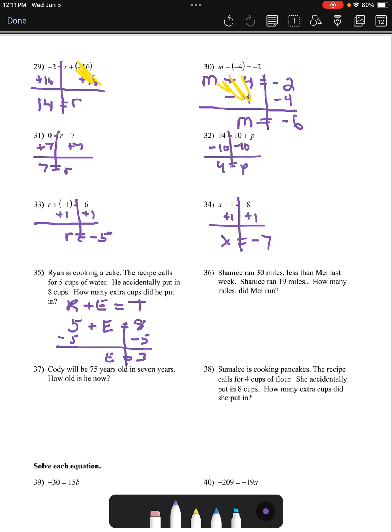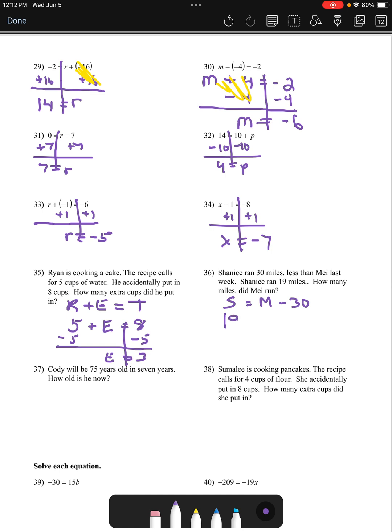Number 36. Shanice ran 30 miles less than May last week. Shanice ran 19 miles. How many miles did May run? Okay. So Shanice ran 30 miles less than May. So let's turn that into an equation. Shanice is 30 miles less than May. Going way, way back to our first lesson, 30 less than May means we have to have May's value and take away 30.